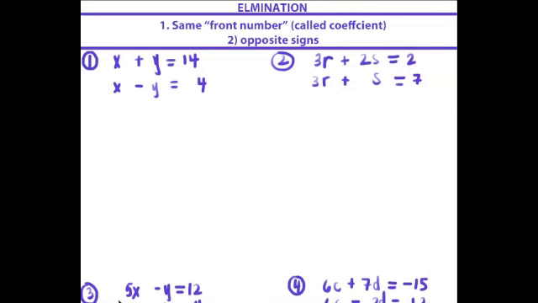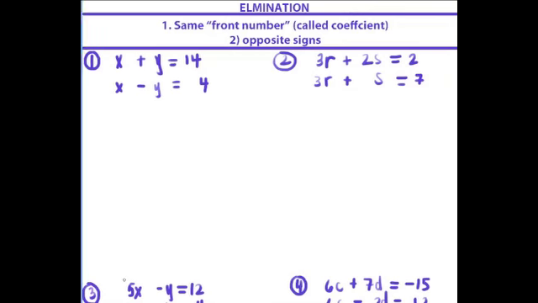Rarely do people really like to graph. But if you do and you get the answer, you're more than welcome to do that. But usually elimination and substitution are the two favorites that people use. Okay, so for elimination, there are two things you have to remember, and if you can remember these two things, you're going to be good to go, because it's really similar to the substitution method.